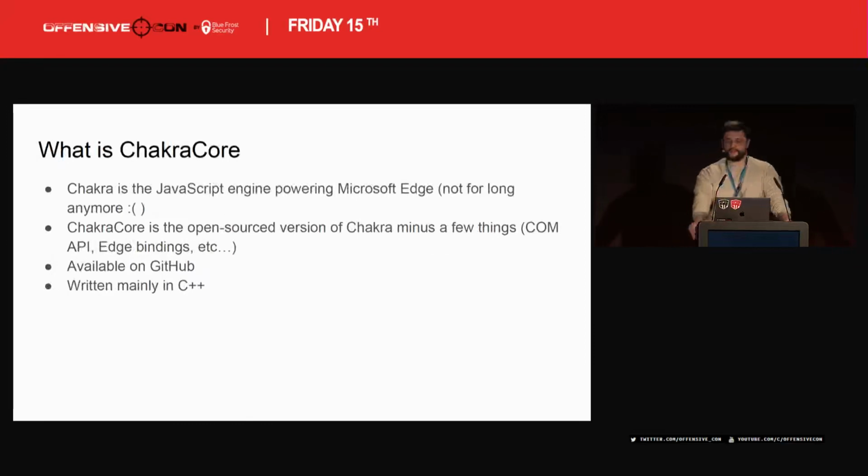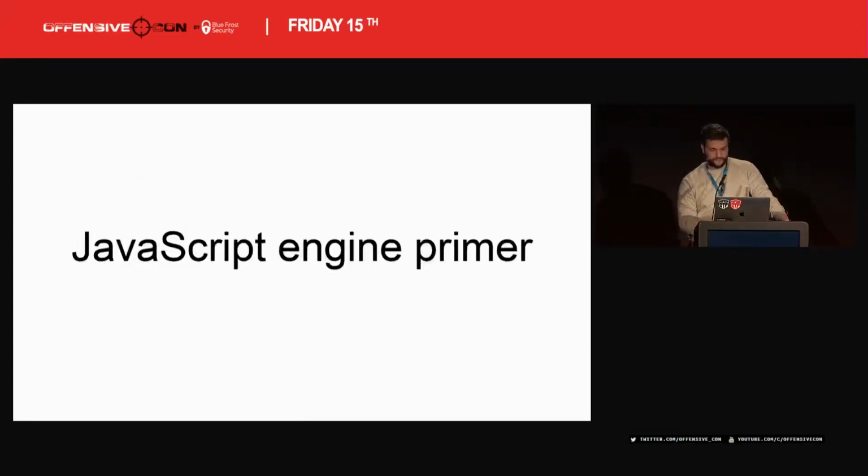So quickly, what's Chakra Core? The default browser on Windows 10 today is Microsoft Edge. The JavaScript engine inside it is called Chakra. Chakra Core is basically the open source version of Chakra, so it's like 95% of Chakra. You have a few things that are not open source, like the COM APIs, the Edge bindings, and everything. Chakra Core is available on GitHub, and it's written mainly in C++. And yeah, that's about all we need to know.